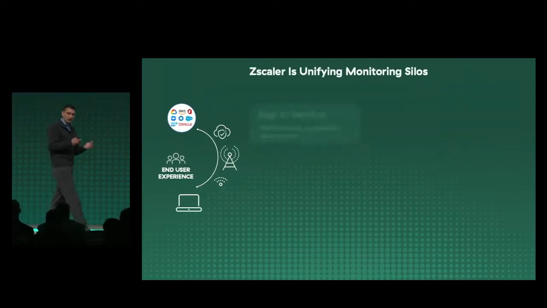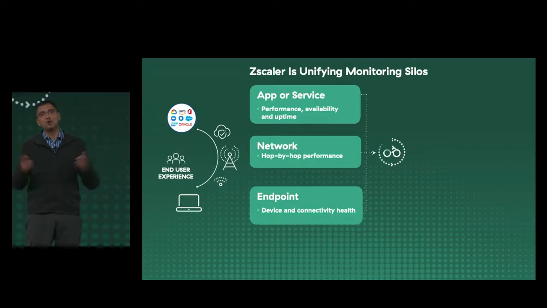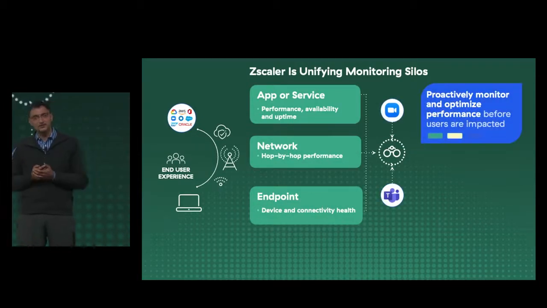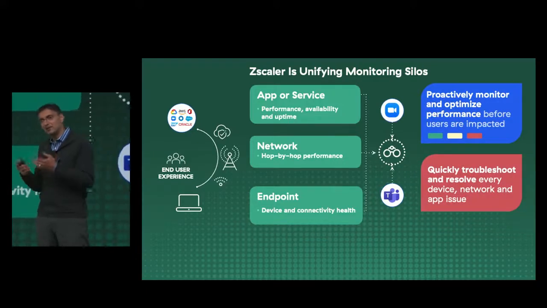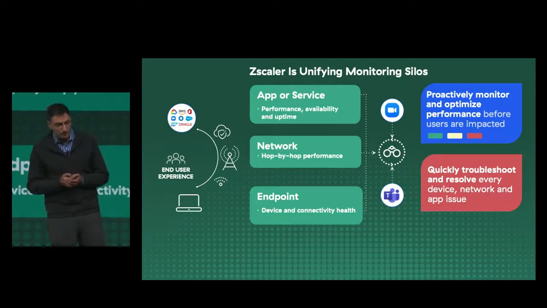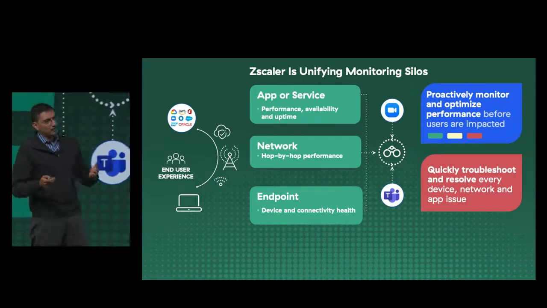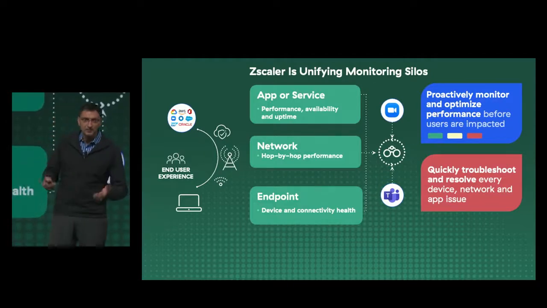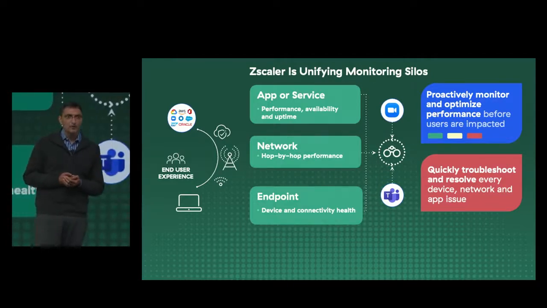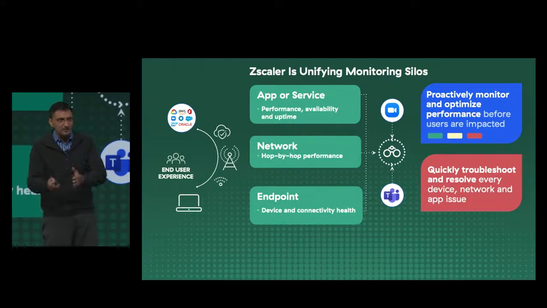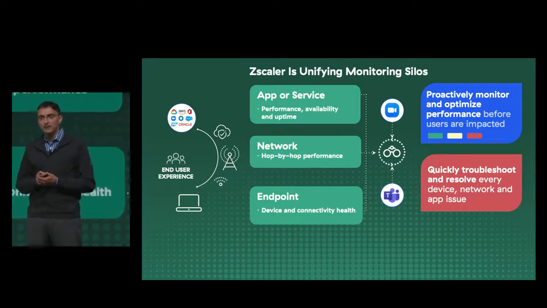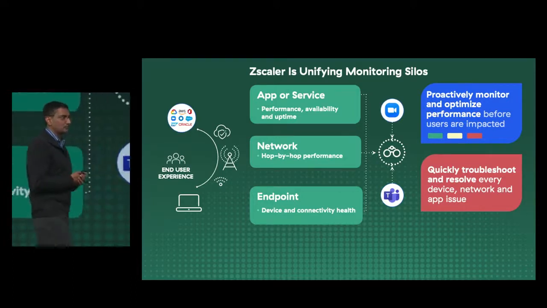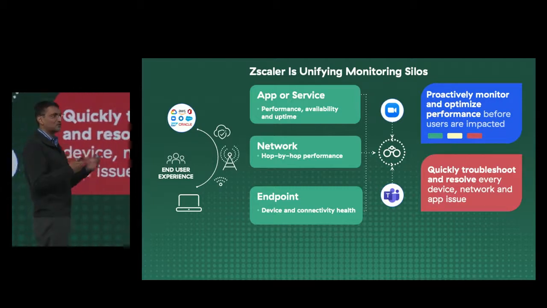If you look at our approach, we are unifying all of these monitoring silos by giving you end-to-end visibility of why a particular user or a group or a location is having problems with a particular application. We pick up telemetry from the endpoint, things like Wi-Fi, CPU, the type of software you've installed. We're looking at the hop-by-hop network between the user and Zscaler, between Zscaler and the application that you're trying to access. And then we're looking at application performance by looking at things like DNS resolution, page load times, et cetera.